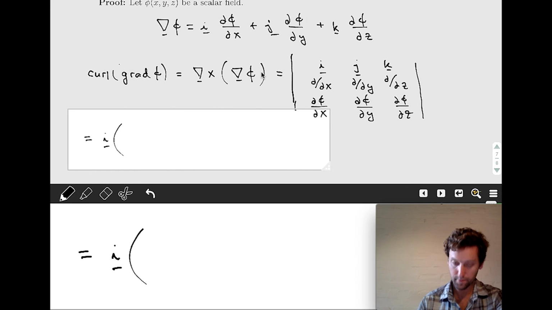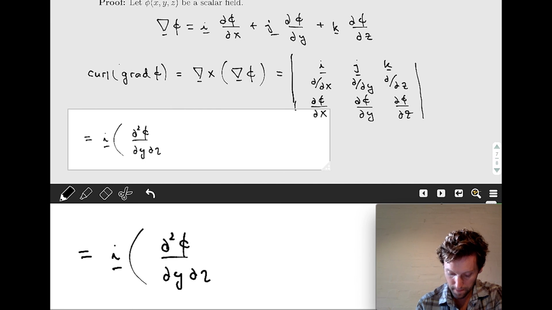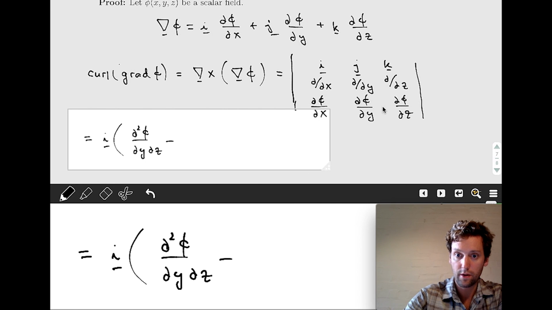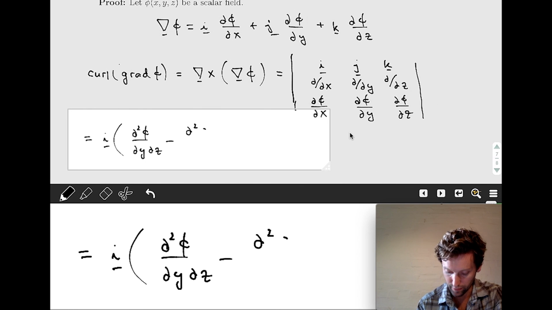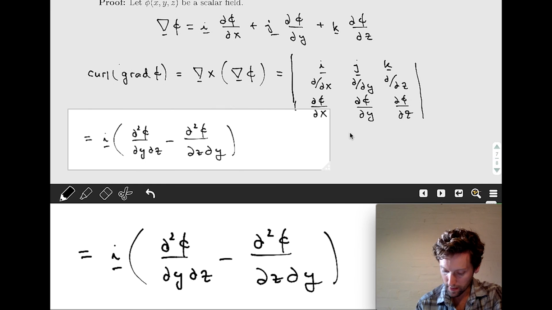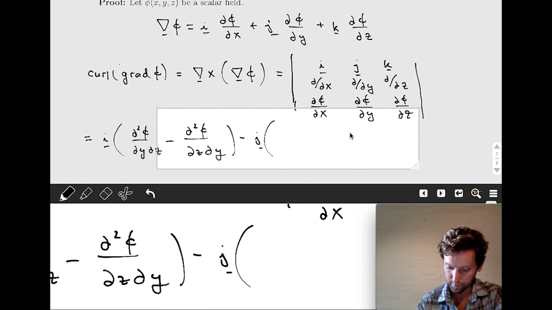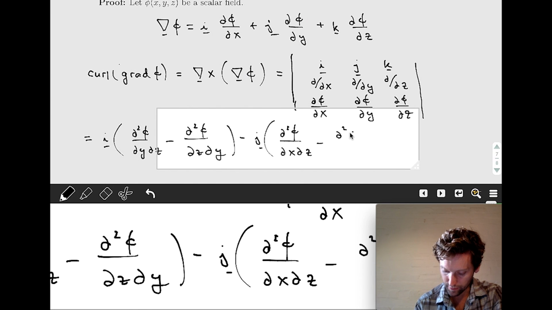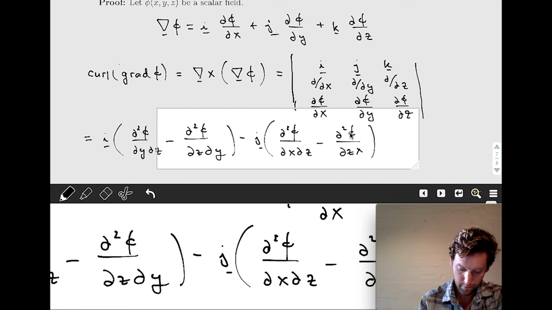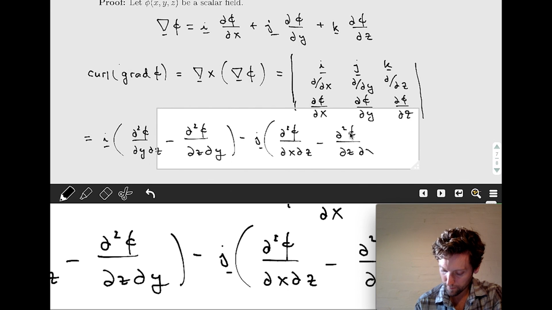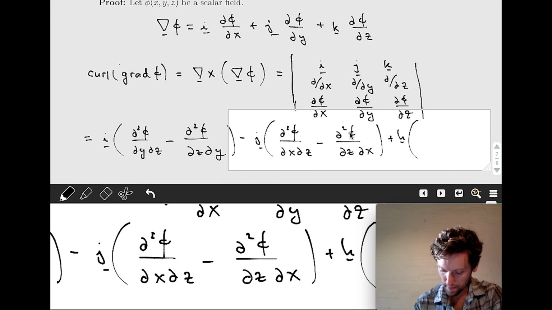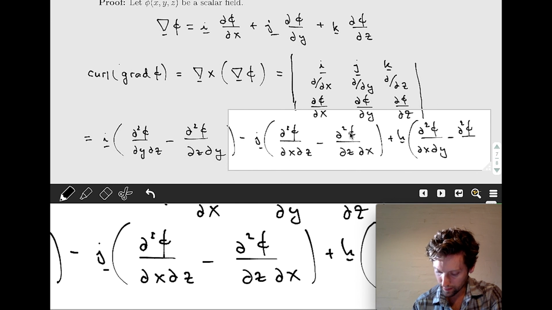I'm going to get i vector of the partial derivative with respect to y of d phi dz. So that would be a second derivative, d squared phi dy dz, minus partial derivative with respect to z of d phi dy. So again, that will be a second derivative, d squared phi dz dy. And I can do the same for the rest of the components. So I've got d squared phi dx dz minus d squared phi dz dx, plus k vector d squared phi dx dy minus d squared phi dy dx.